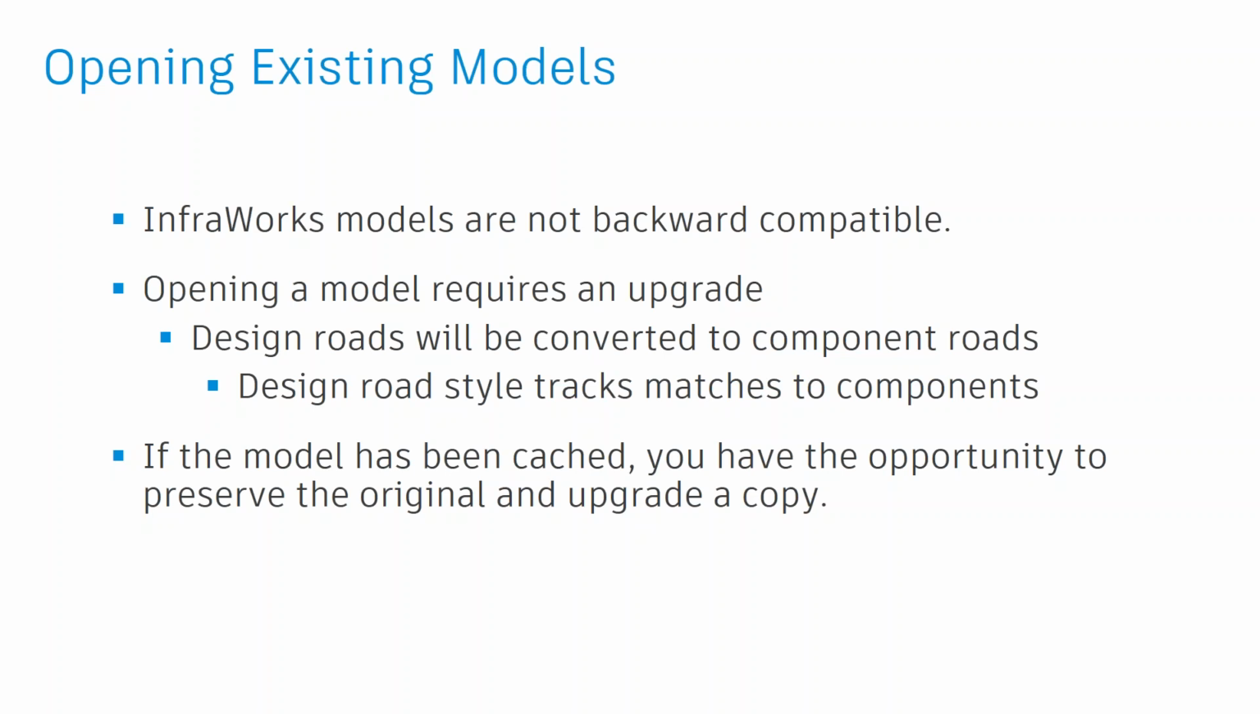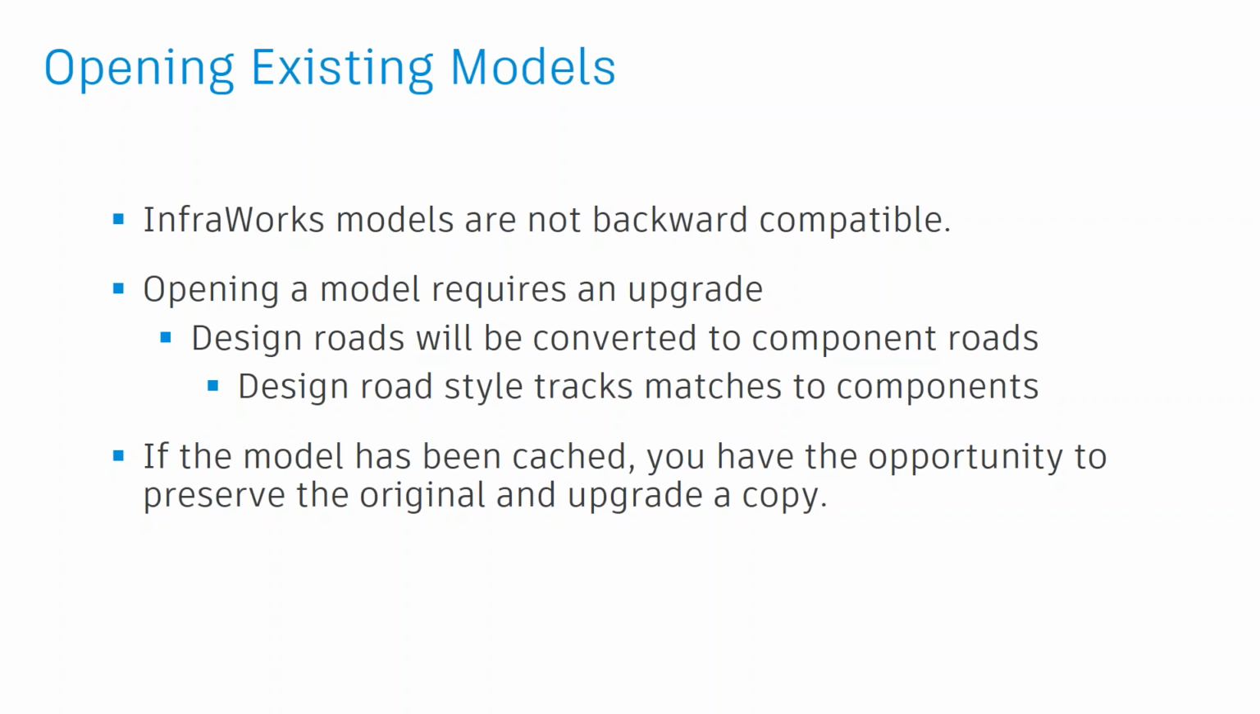Some things happen when you upgrade a model that are pretty important to know. When you get into the model, you're going to see that all of your design roads, the ones that are created according to styles, are going to be converted to component roads. The way that's going to unfold is design road style tracks are going to be replaced with matching components. So that's how that's going to happen. It does a pretty good job of doing that transition, but you're going to want to take a look and see if anything has happened there that you may need to draw attention to.